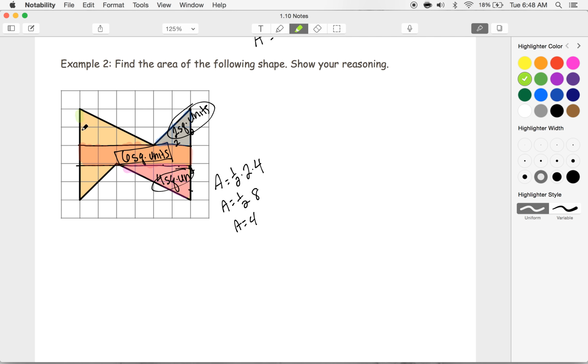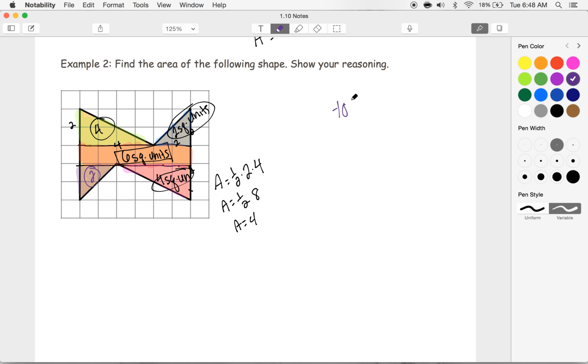Let's take a look at this guy. He has a base of 2. 1, 2, 3, 4. Hey, we already did a 2 by 4, so we know this is going to be 4 square units. And for my last one over here, again, it's a 2 by 2. It's the same as the one in the corner, which also gives me 2 square units.